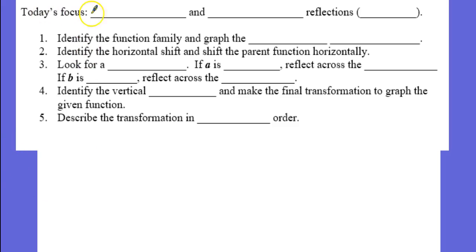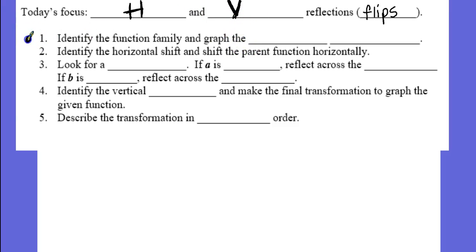So first of all, today's focus, horizontal and vertical reflections or flips. And I am going to be using the capital H and the capital V to represent the words horizontal and vertical. We're going to be doing that a great deal very soon. We're going to be graphing horizontal and vertical asymptotes and labeling them. And so let's just shorten those words up real quick.